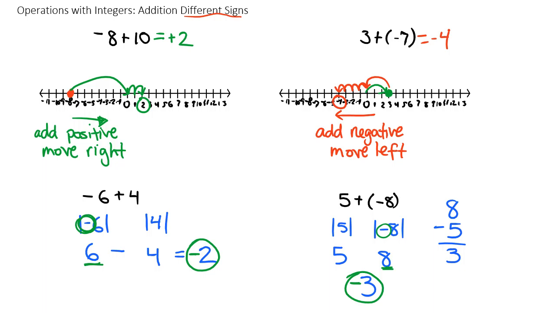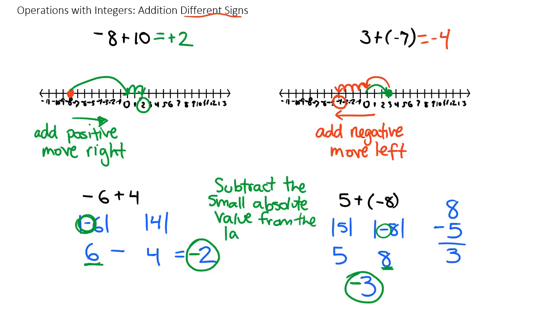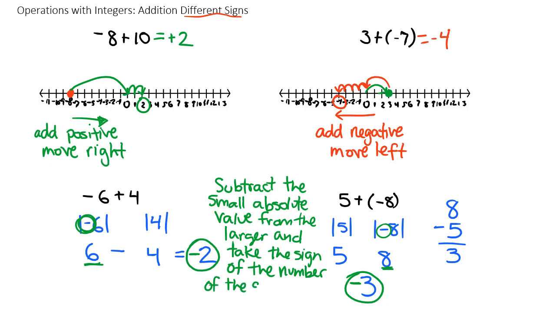So to recap this second method, we subtract the smaller absolute value from the larger one, and then we take the sign of the number with the greater absolute value.